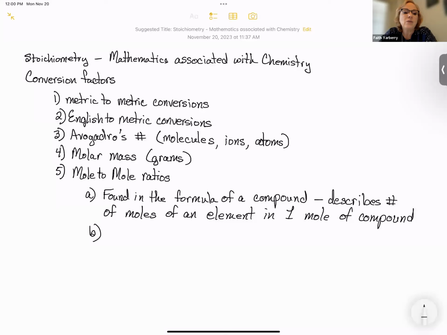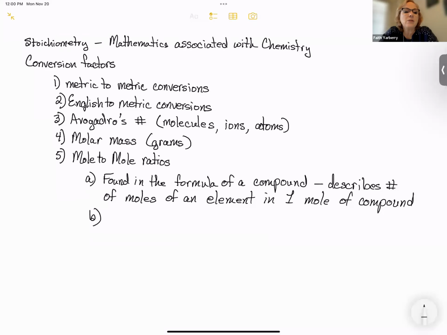Stoichiometry involves the use of a variety of conversion factors. Some of those conversion factors include the metric to metric conversions, the English to metric conversions, Avogadro's number, which you use if you're dealing with molecules, ions, or atoms, the molar mass, which you use if you're dealing with grams, and then mole-to-mole ratios.